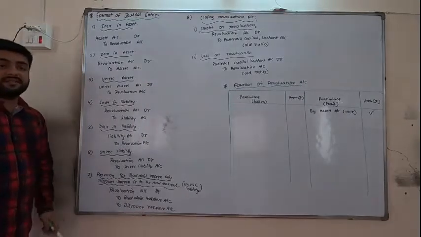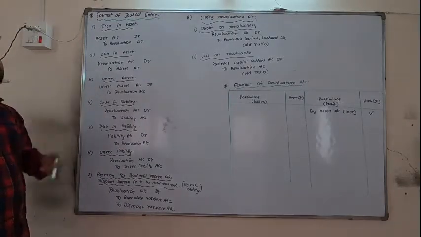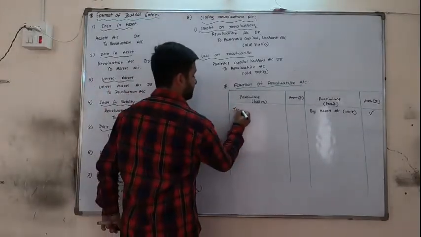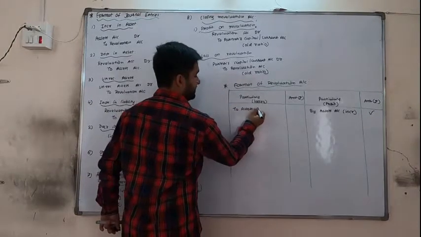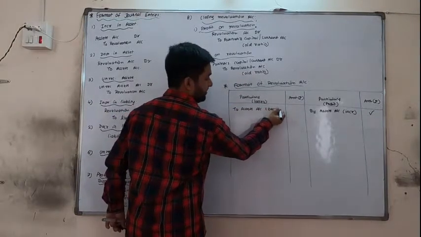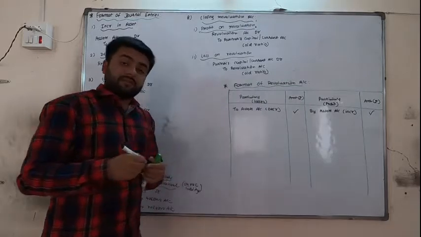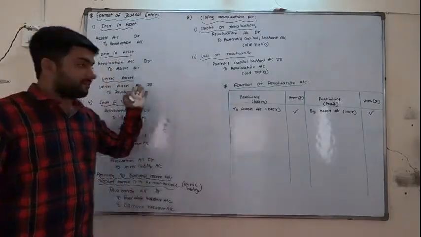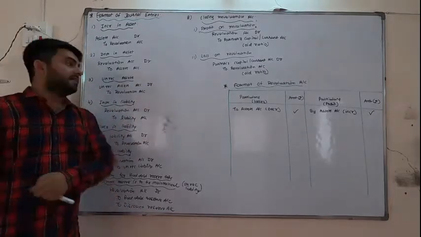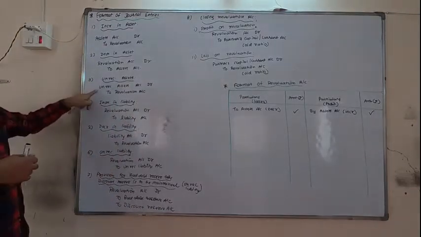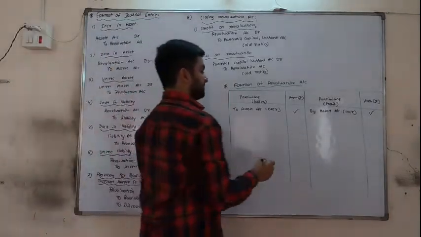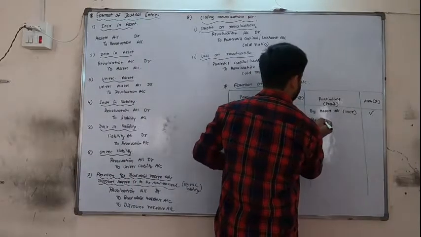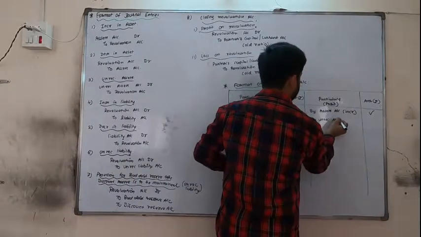Second, decreasing asset, revaluation to assets. So on the debit side of the revaluation account, we will write to assets account, and in brackets we will specify decrease. So assets are decreasing, we are getting loss, so we are writing on the debit side. Otherwise, according to the journal entry also it is correct. Unrecorded assets, unrecorded assets to revaluation, by unrecorded assets.